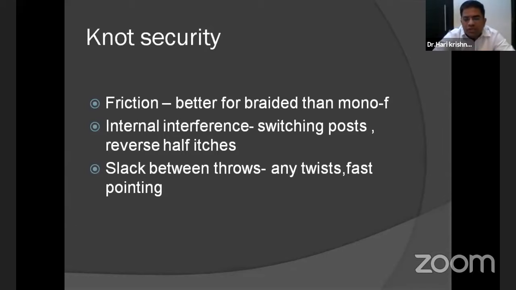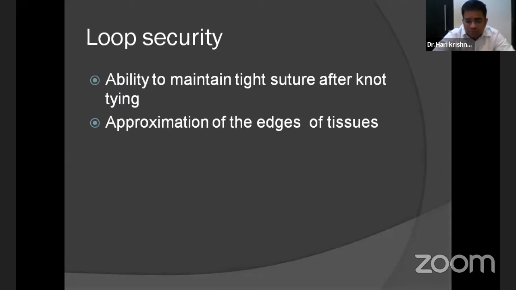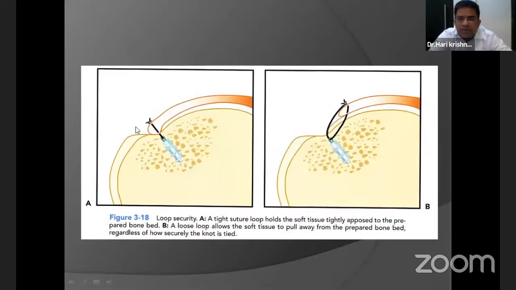So what are the different types of sutures which we take? Coming to the loop security, it is also important, because this is an image. See, once we put an anchor and take the soft tissue to the anchor, if the loop is loose, then definitely the chance of failure is very, very high, because the soft tissue is not grasping to the bone. Once the bleeding bone surface comes in contact with soft tissue, only then does the healing start. So if there is no loop security, it's very difficult.